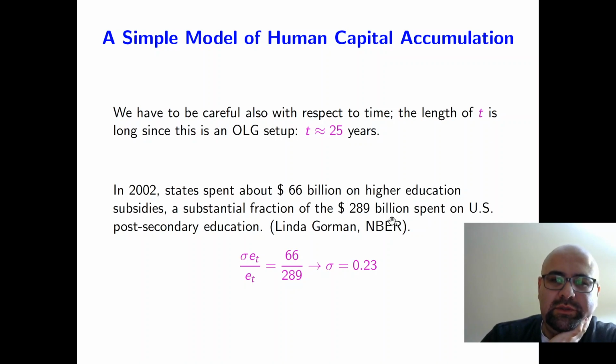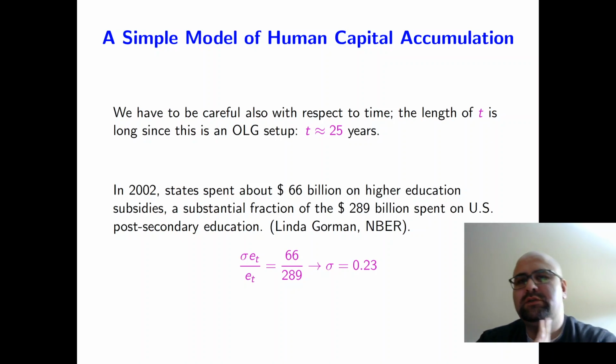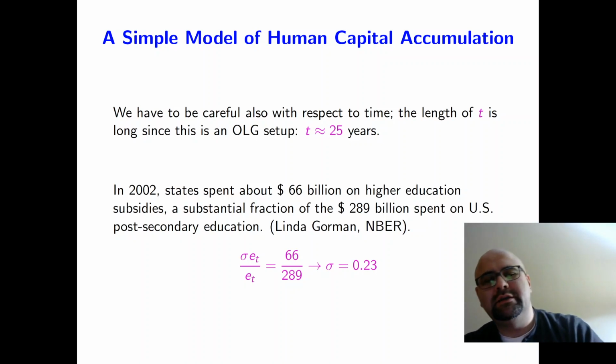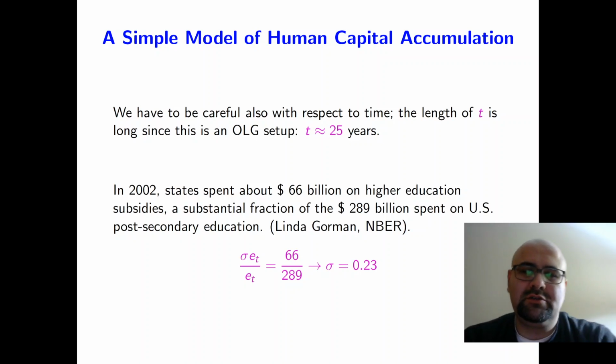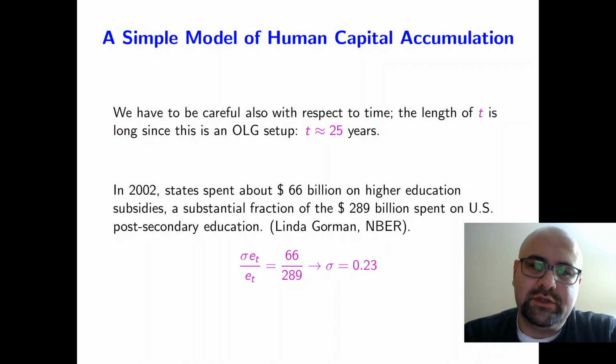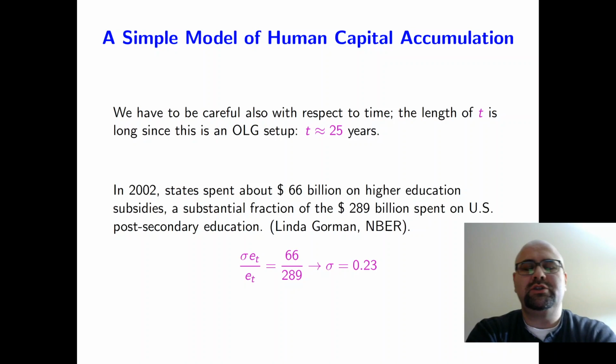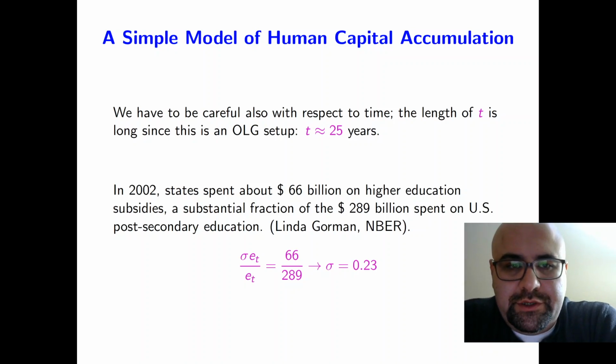In all models that you want to compute in growth economics, you must also be careful with timing. Remember that this is a model of overlapping generations, so the length of a period is actually long. Usually it is like 20 years, 25 years, and here we assume it will be 25 years, because it will be the lifetime of one generation. So the total lifetime will then be 50 years.